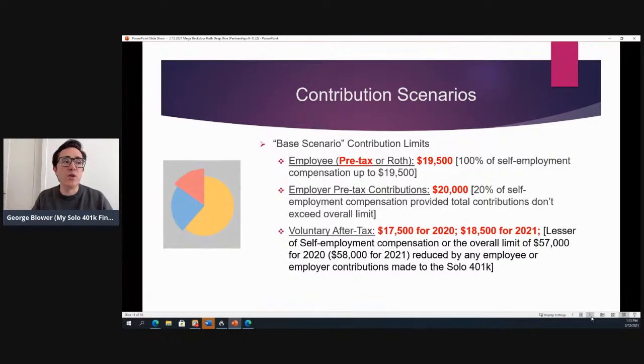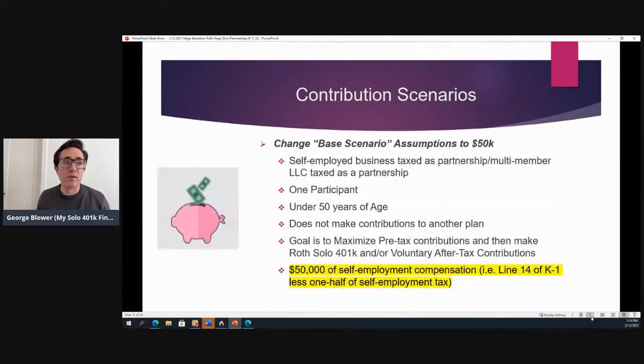So in this baseline scenario, the individual is going to be able to contribute 100% of their self-employment compensation up to $19,500. They put it in as a pre-tax contribution because they first want to maximize their pre-tax bucket. They could also do 20%, so $20,000, as an employer contribution. So now they have $39,500 in that pre-tax sub-account. And they could do the difference as a voluntary after-tax contribution, which will go into that separate voluntary after-tax sub-account. So the difference is going to be $17,500 for 2020 or $18,500 for 2021, and then they can move it from the after-tax to the Roth bucket.